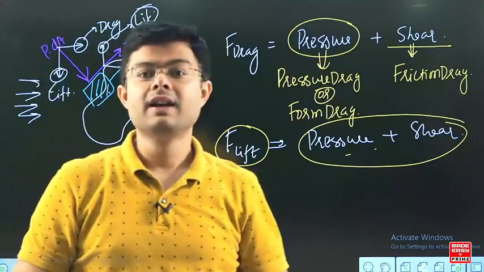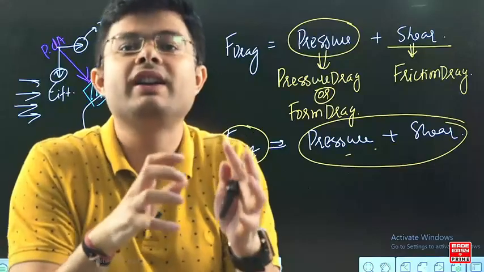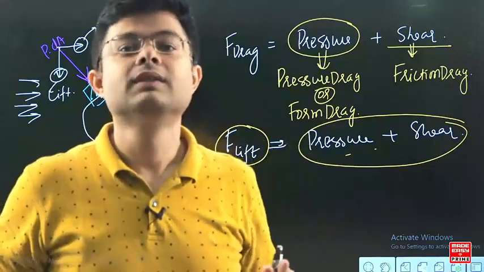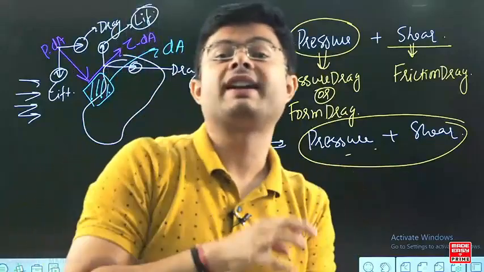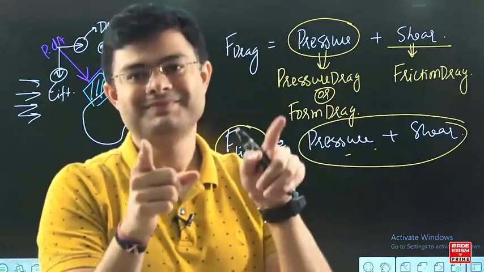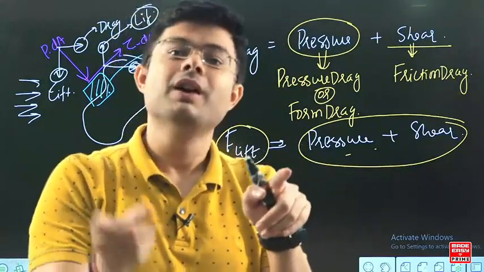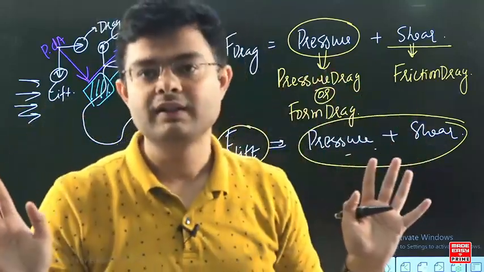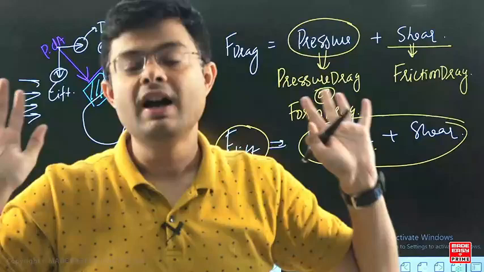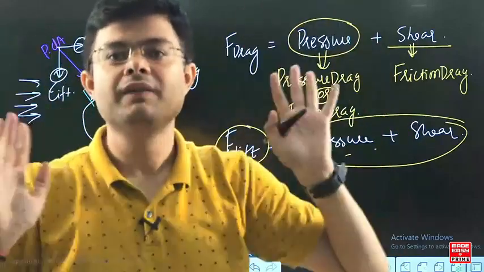Achha, listen. Drag on any body is actually resistance. And resistance will always be there, because without the resistance, you cannot get the lift. That is the principle. You can never get a lift without drag. Drag will always be there. Some kind of a drag will be there, either pressure drag or friction drag.